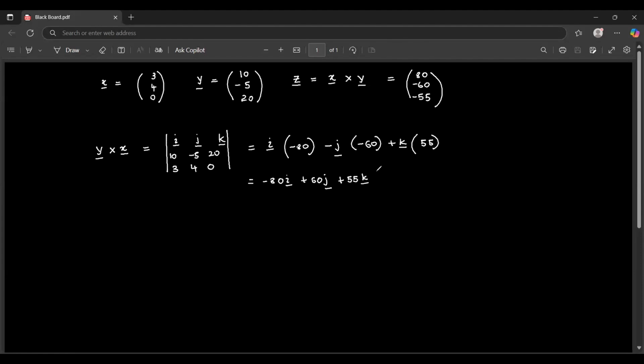So if you look at this, x cross y is equal to 80, minus 60, minus 55. Y cross x is equal to minus 80, plus 60, plus 55. So the idea is that x cross y is equal to minus y cross x.